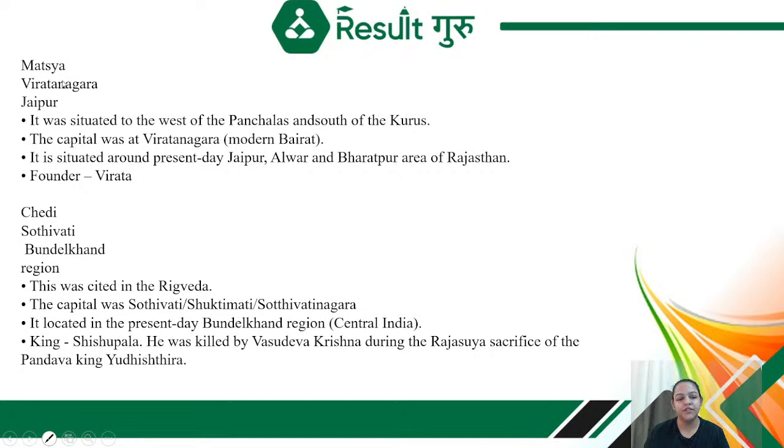Okay, so as you can see, we'll be talking about Matsya now. What is the capital? The capital is Viratnagar. The present day location is in Jaipur. It is situated to the west of the Panchalas and south of Kuru. The capital was at Viratnagar, which is modern day Bairat. It is situated near present day Jaipur, Alwar, Bharatpur area of Rajasthan. So Matsya actually combines all of these areas. You can imagine how big it must have been. Jaipur itself is so huge, and then we have Alwar and Bharatpur as well.